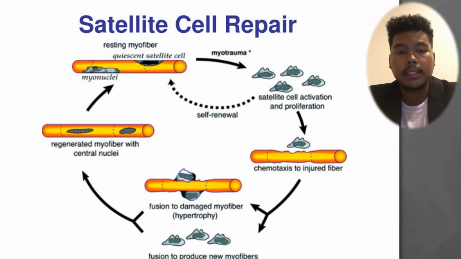increase in size. Other than that, it also can fuse into new muscle fibers, which is called hyperplasia, which means increase in numbers. So hypertrophy is increase in size, while hyperplasia is increase in numbers. Okay, for the next step is regenerated myofiber with central nuclei.